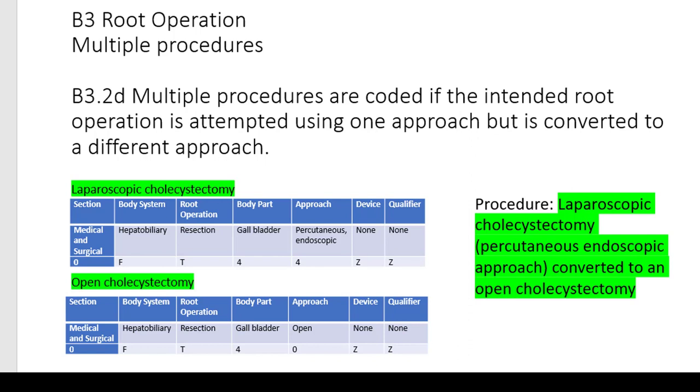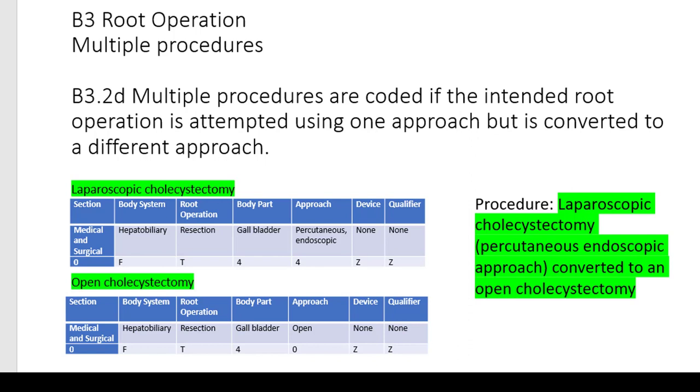Guideline B3.2d says multiple procedures are coded if the intended root operation is attempted using one approach, but is converted to a different approach. Laparoscopic cholecystectomy converted to an open cholecystectomy. Laparoscopic implies percutaneous endoscopic approach. So what I would do, make yourself a note wherever you need to in your code book: laparoscopic equals percutaneous endoscopic approach. That way you'll know.